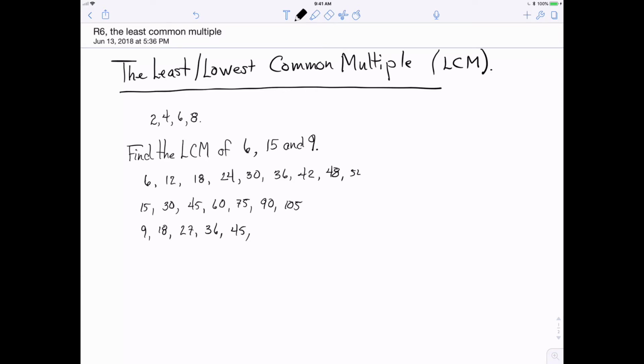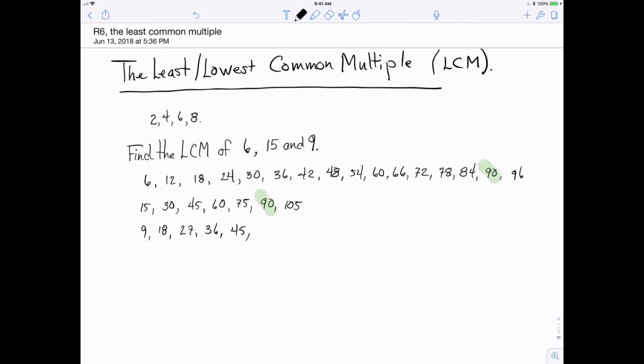48, 54, 60, 66, 72, 78, 84, 90, 96, and let's stop there for a moment. And oh, look at this. Now what do we got? We've got, here's a 90, here's a 90.